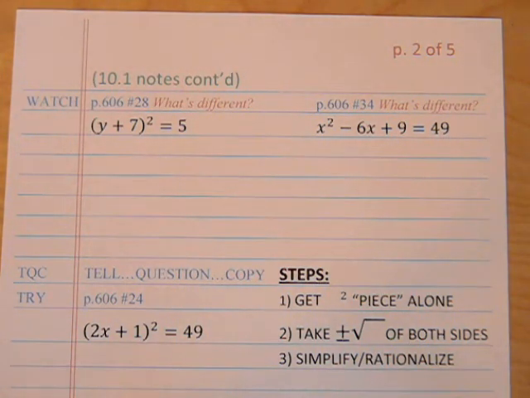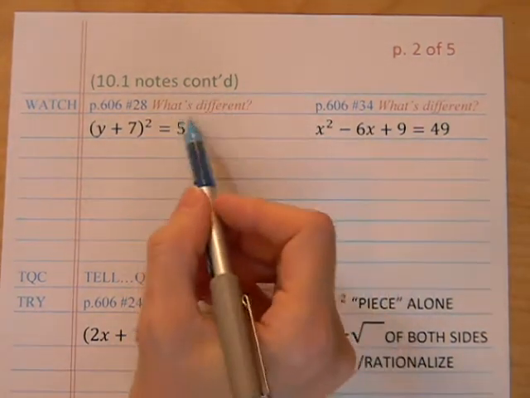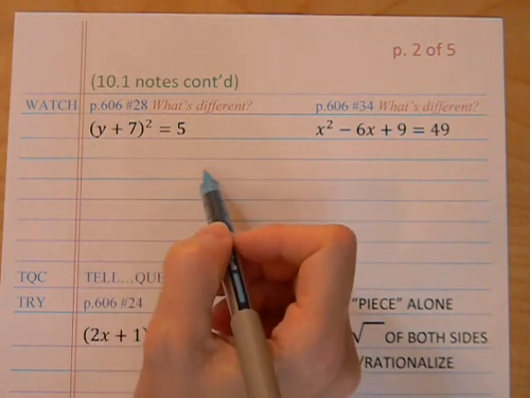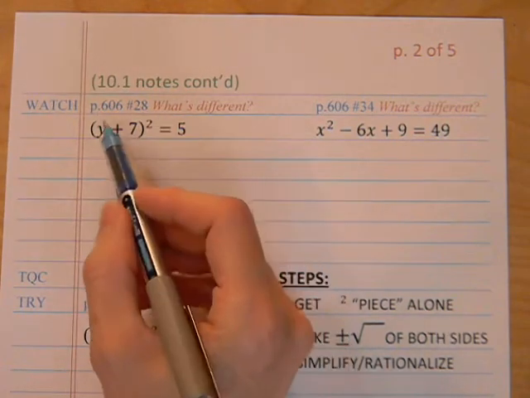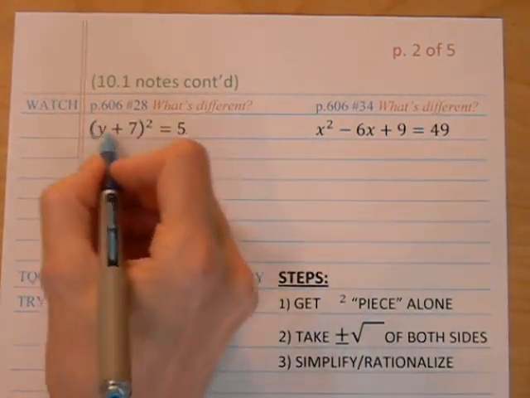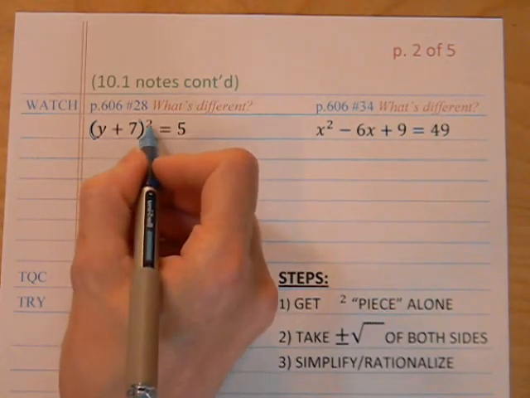Okay, page 2, the top of page 2 for 10.1. Let's look at now some more examples, but let's look at what's different about these. We've been taking the plus or minus square root of both sides to be able to get the squared piece alone, and this time what's different is the squared piece is a binomial. It's y plus 7 instead of just y squared. It's y plus 7 squared.